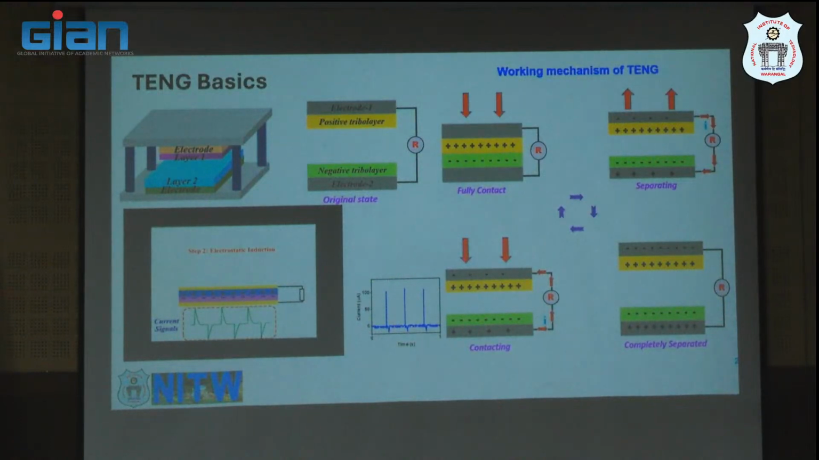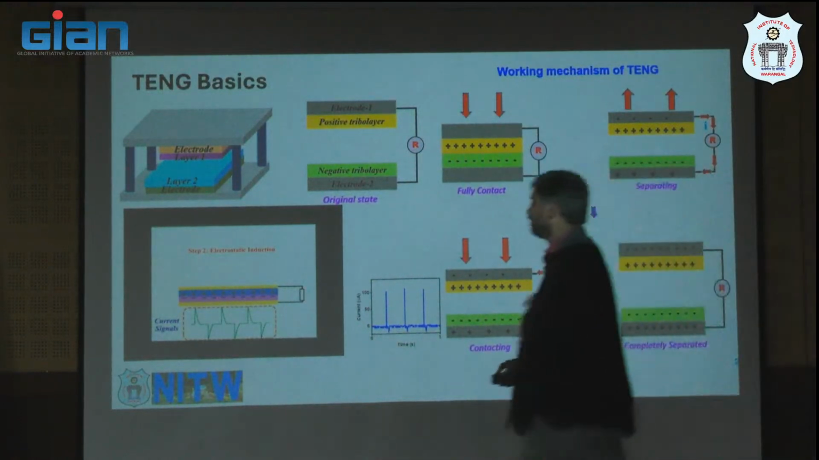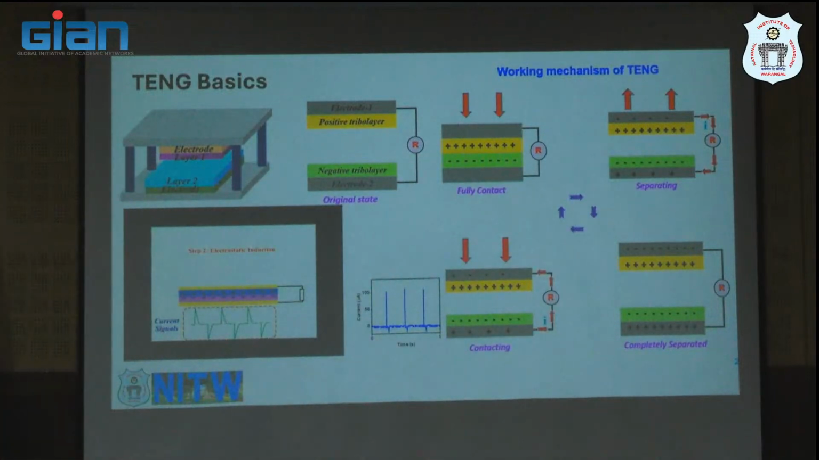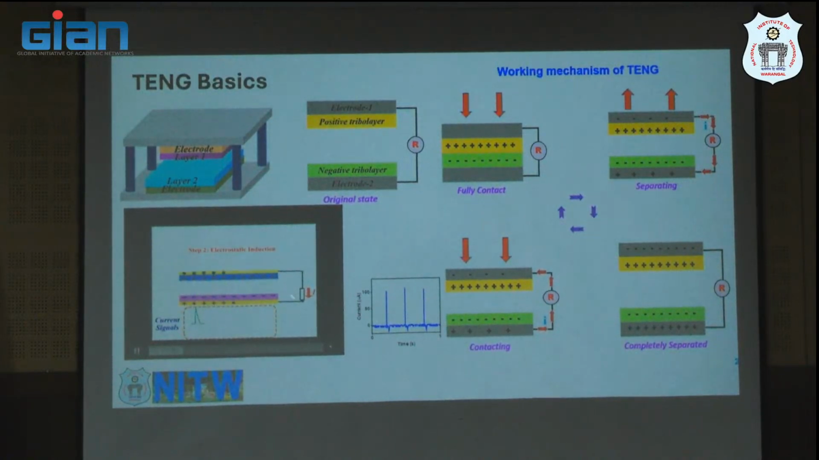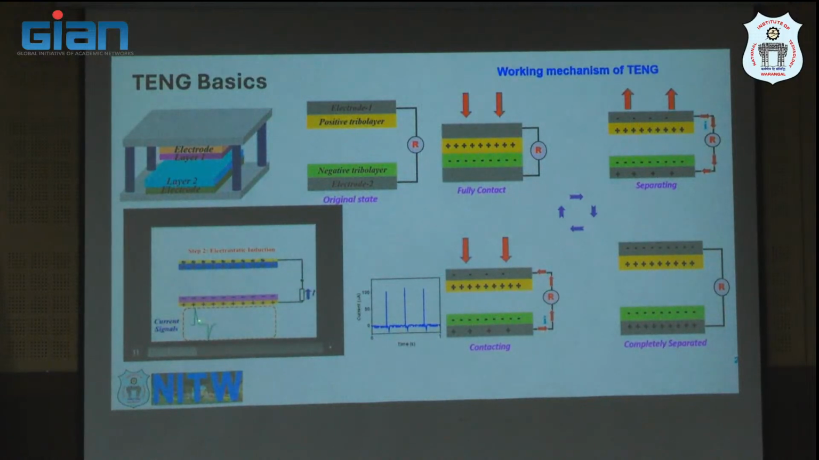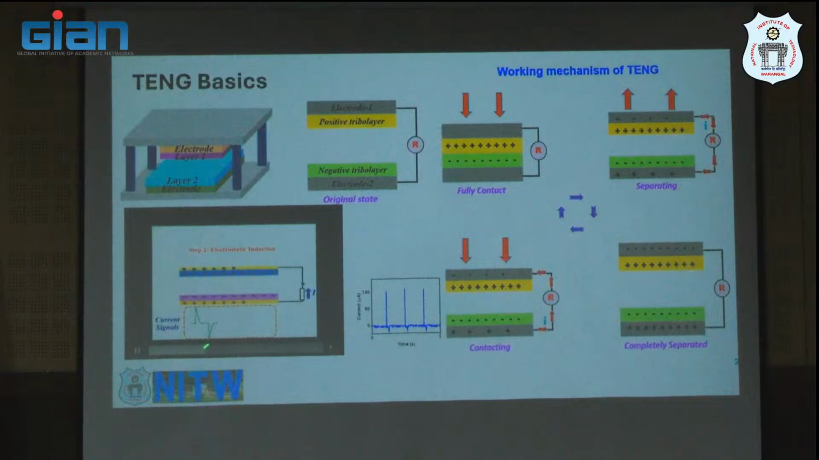As you can see in the animation here, the animation is not playing, I guess. Let me play it once again. You can check out the animation once again. Now there is no charge. Now contact electrification is taking place. One is positive, one is negative. When they are separating, you can see electrons flowing, and there is a positive charge and a negative charge. Now the first peak is generated. When it is coming down, the electrons will flow back. You are going to see the negative peak.